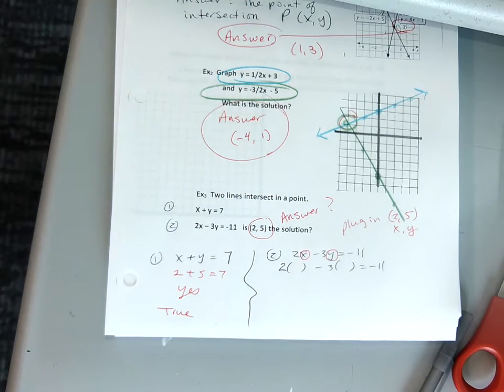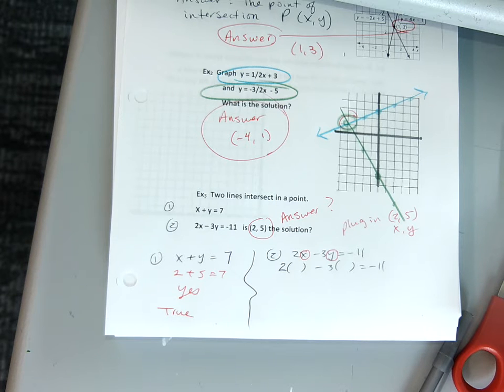And I've got to say this really well. I see this sometimes. You're going to replace x. Don't write x. What am I going to write instead of x? 2. Good, that's it. Don't write 2x. Don't be silly. What am I going to write instead of x? 2. What am I going to write instead of y? 5. Good. Don't write y. Just replace it. Does that make sense?